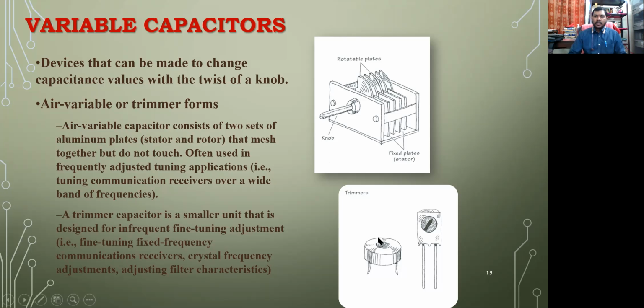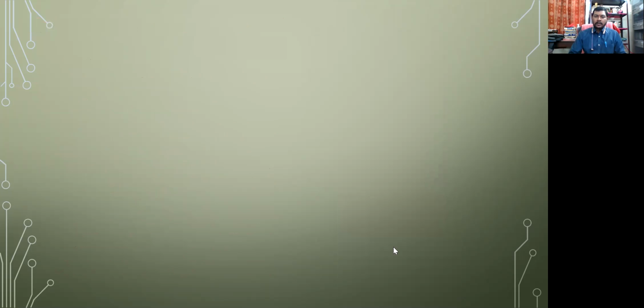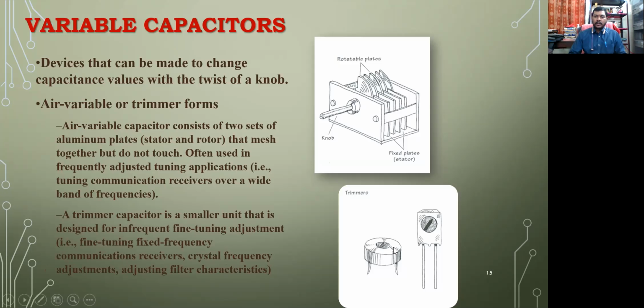And these are some of the trimmer sort of capacitors where we will have only a pot, like a screwdriver, where we can rotate and vary the capacitance, right? So these are called trimmers. They are very small in size compared with this sort of capacitors. These are very big in size, and their arrangements are also very difficult to make.